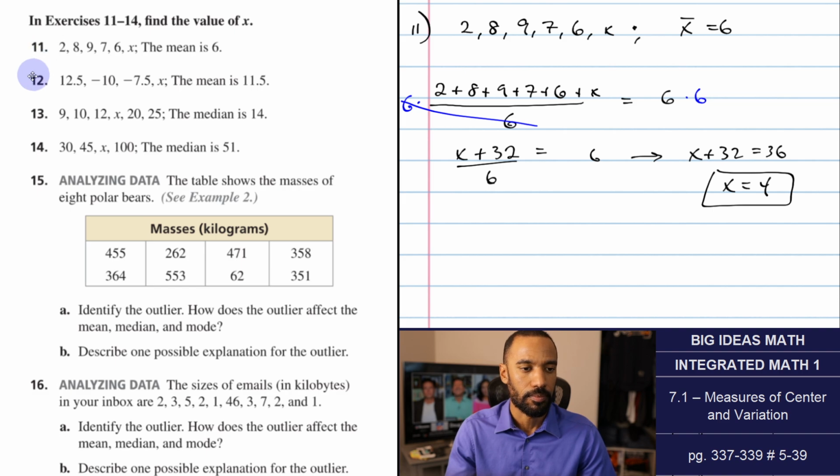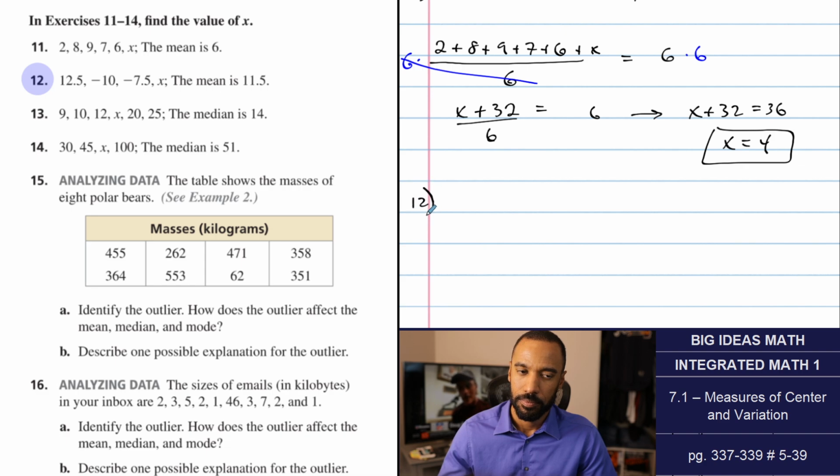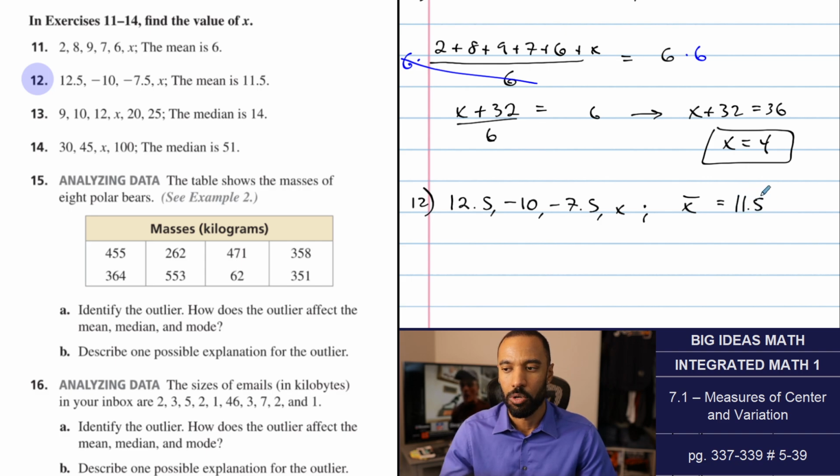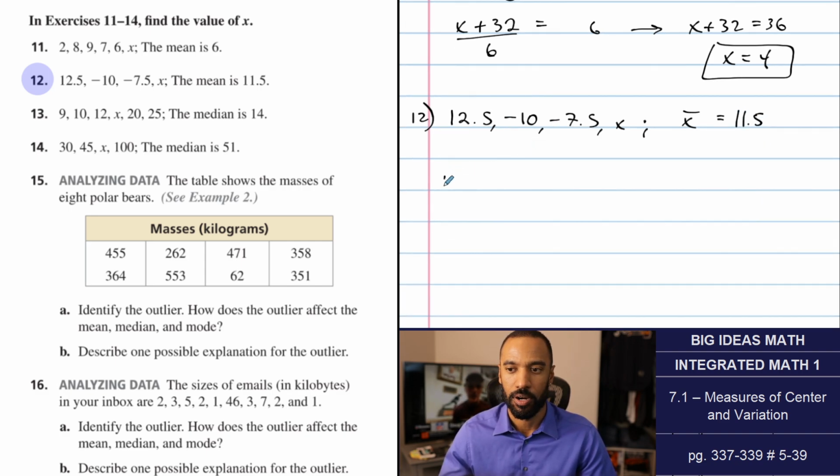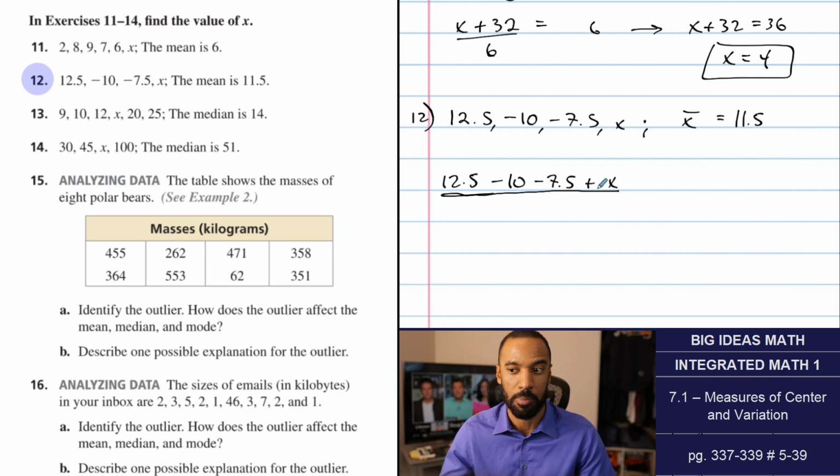Number 12. 12.5, negative 10, negative 7.5, and x. They state here, once again, the mean is 11.5. No change in what we do. Same thing as before. We add our numbers up. Now, if a number is negative, you subtract it. You're adding the negative. We don't know what x is yet. I'm going to assume it's positive, given that my average is 11.5. I'm assuming this is the biggest number, actually. Divided by 4, we get 11.5.